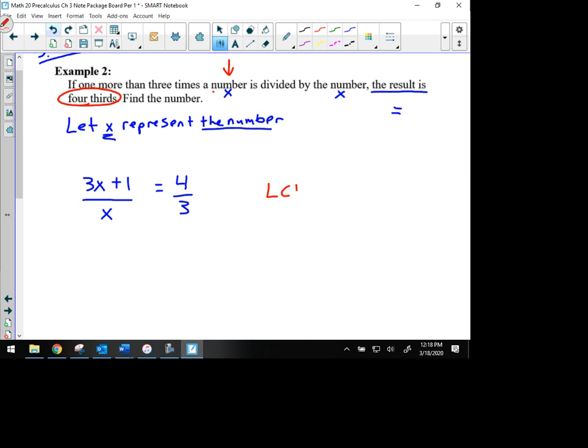So the lowest common denominator, we look at our denominators here. We have an x and we have a 3. And so our lowest common denominator is just those factors, 3x. So we multiply the first term on the left side by 3x. It's the only fraction on the left side of the equation, so we just multiply that by 3x. We multiply the right side by 3x. Again, it's only one fraction there, so we only multiply once by 3x, and that's happening in our numerator.